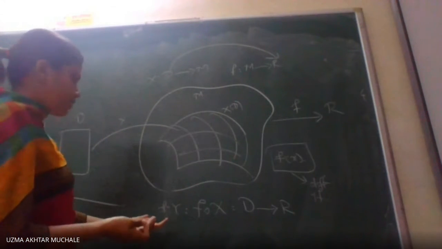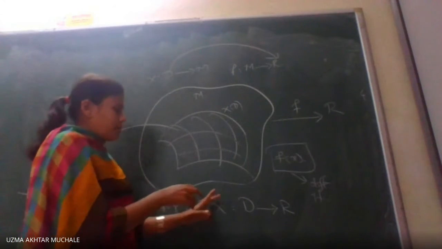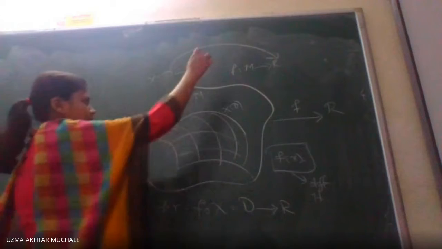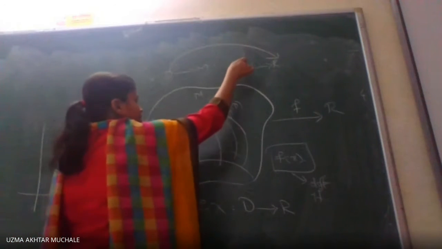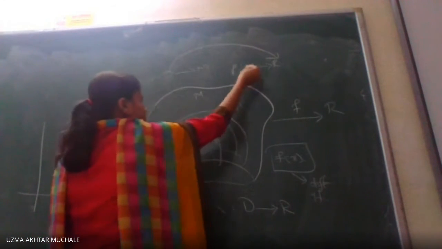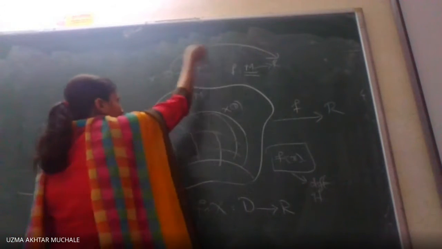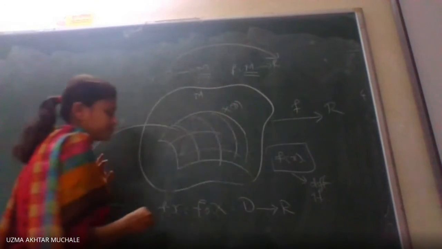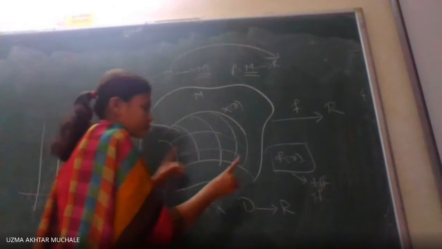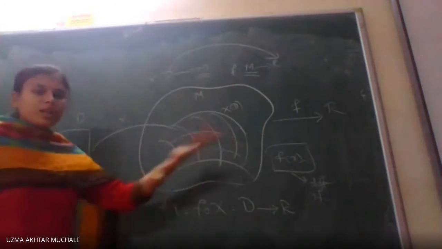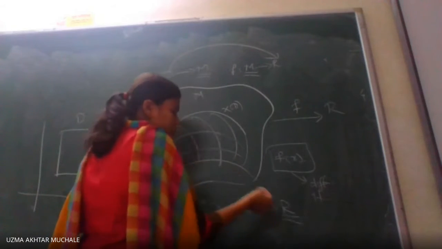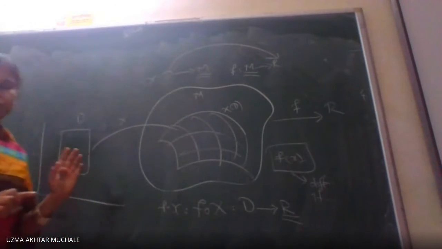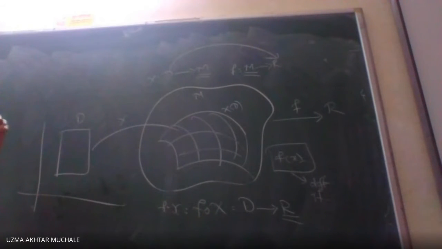So what we have to find out now, f of x or f composite x will be a mapping from D to R. So let me check f composite x. This is f, this is x. So f is a mapping from M to R, x is a mapping from D to M. So f of x will be, as the domain of this is equal to the codomain of this, the mapping from D to R. Okay, so hence f of x will be a differentiable function only if its coordinate functions are differentiable. So f of x will be some real valued function, and it will be differentiable only if its coordinate functions are differentiable. Okay, so in this way we have found this differentiable function.